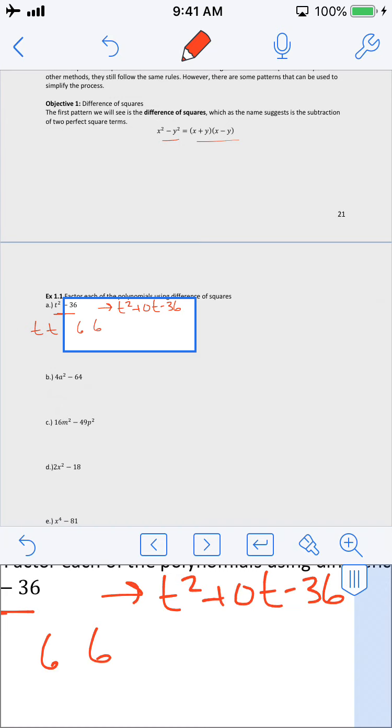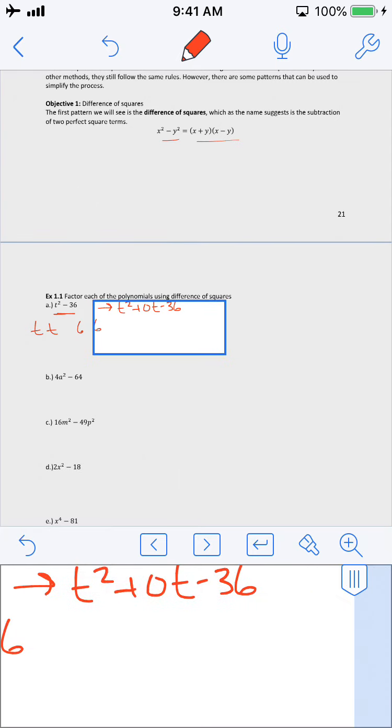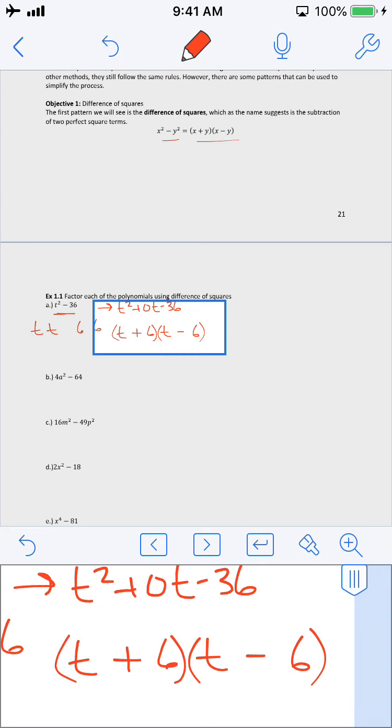So what multiplies to t squared? T and t. What multiplies to 36? 6 and 6. Okay, and yes, again, there are other factors of 36, but I know that this is a special case, so I'm going to go with the square one right now. Okay, now when I set this up, it's a negative 36, and so in order to get 0, I'm going to have to do positive and negative, right? That's going to give me t squared minus 6t plus 6t and minus 36.